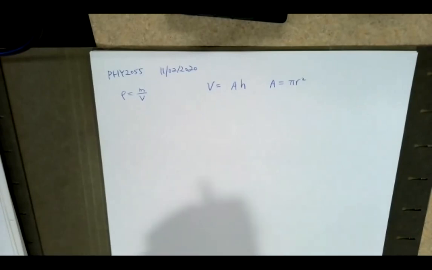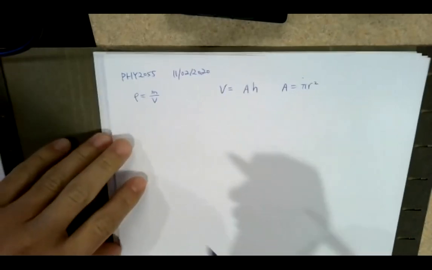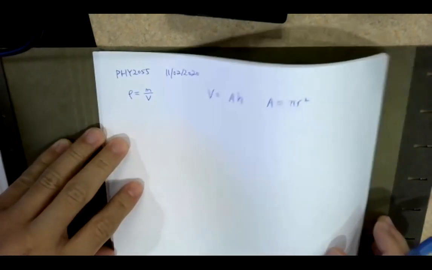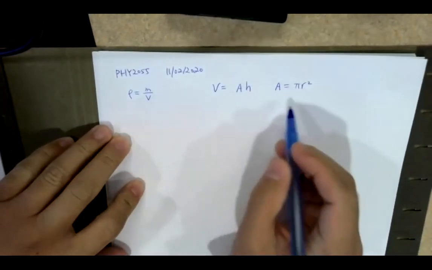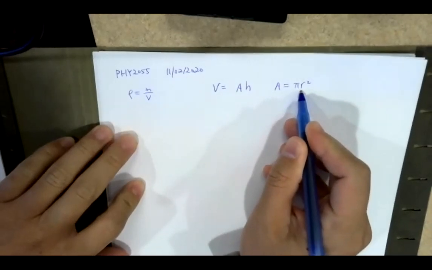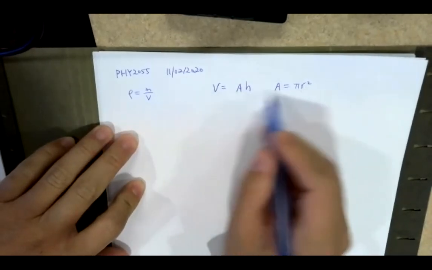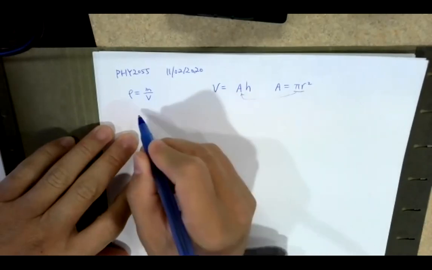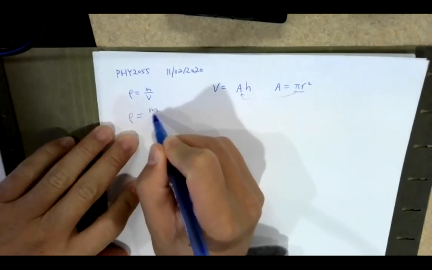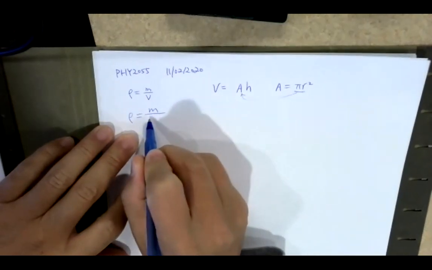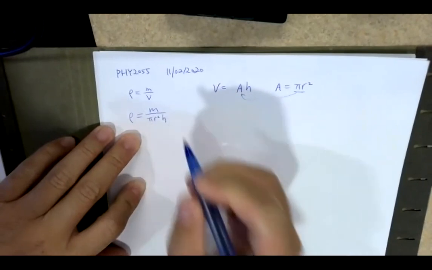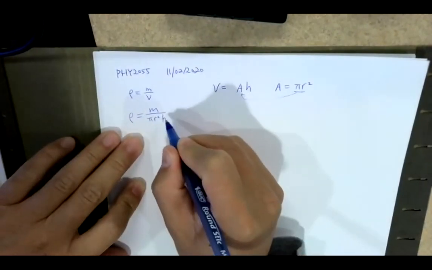All right, so we can take a look here together. Density is equal to mass divided by V. You're looking for R. In this case, you want to replace V with this. So then rho equals M divided by, for the volume, pi R squared times H, right? H is the height given.